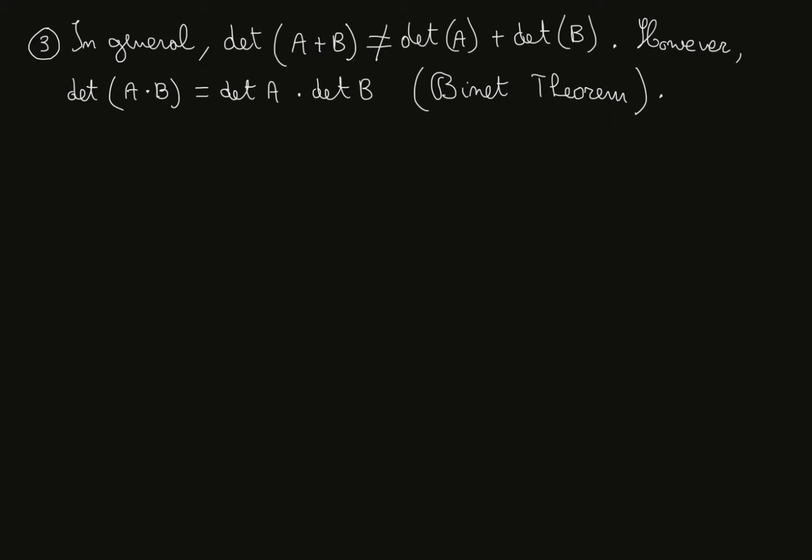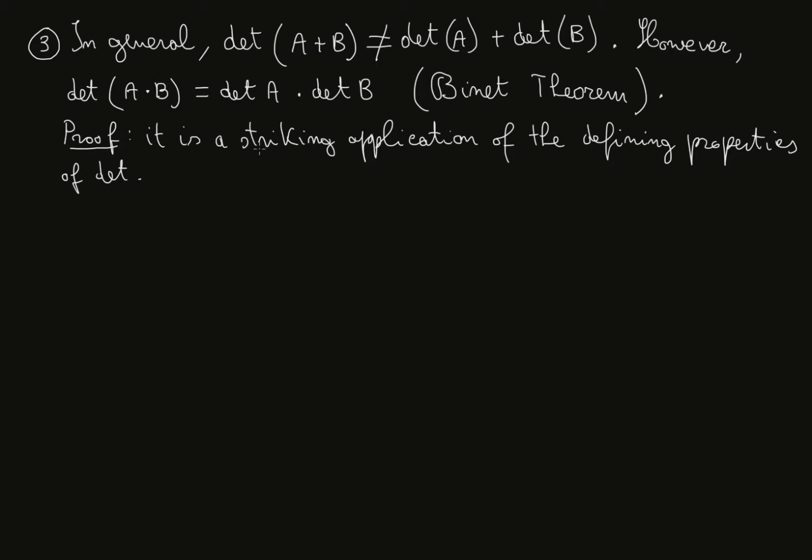Now let's try to prove this. There are several proofs of this fact around, but there is a very simple one using the fact that the determinant is the only function satisfying its defining properties, the ones that we covered in lecture 7.1. The proof of this fact is a striking application of the defining properties of the determinant. Let's see how to use them.